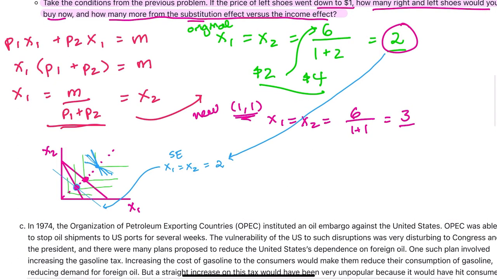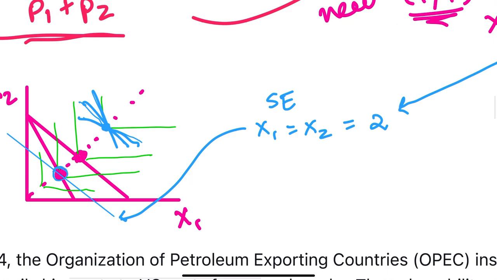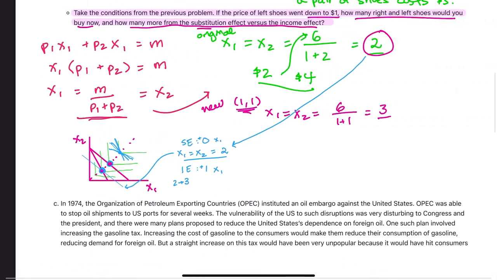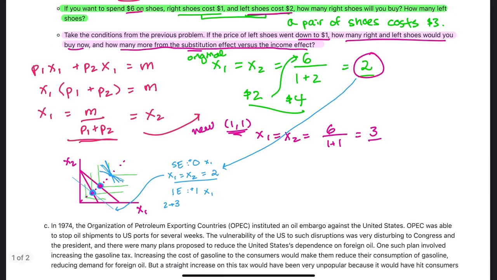And then the increase going from the old budget line to the new one with the lower price for P1 is 100% income effect. My income effect is that I go from 2 units of x1, x2 to 3. So the substitution effect is 0. Income effect, I went from 2 to 3, is 1. Plus 0 units of x1 from substitution, plus 1 x1 from income. So that's the kind of cool result about perfect complements.